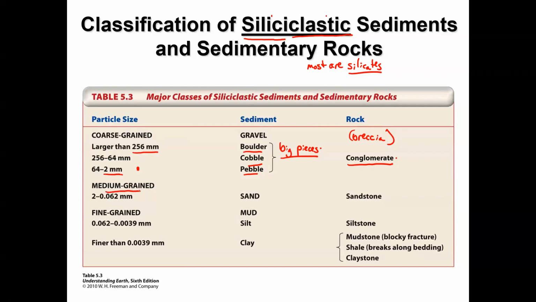Medium grain sediments, so 2 millimeters down to 0.062 millimeters. Basically, they're smaller than this, but they're still big enough to see, mostly with your naked eye, but also occasionally with a hand lens, which is kind of like a tiny, tiny handheld microscope that barely magnifies anything at all, but just enough magnification to see the smallest sand grains. That's how big sand particles are. Think sand on a beach, that's the size of a sand grain.